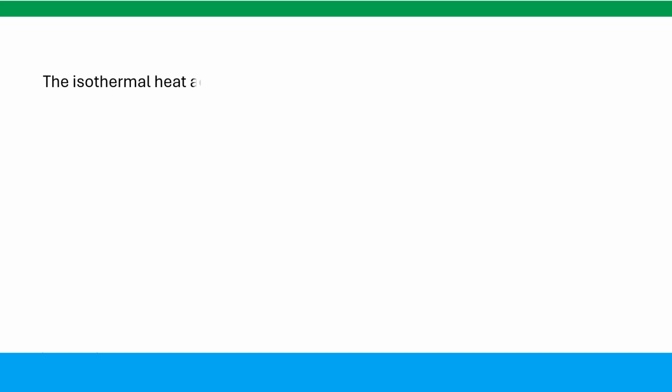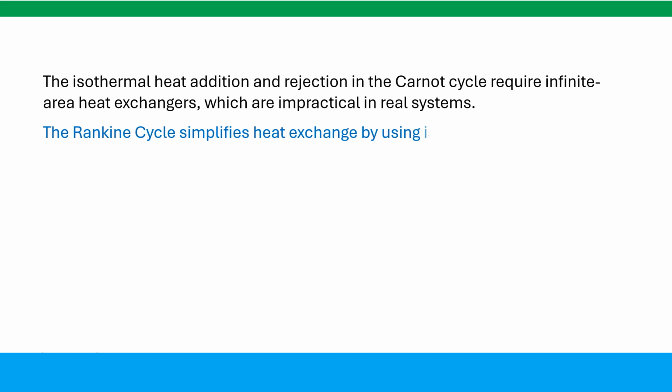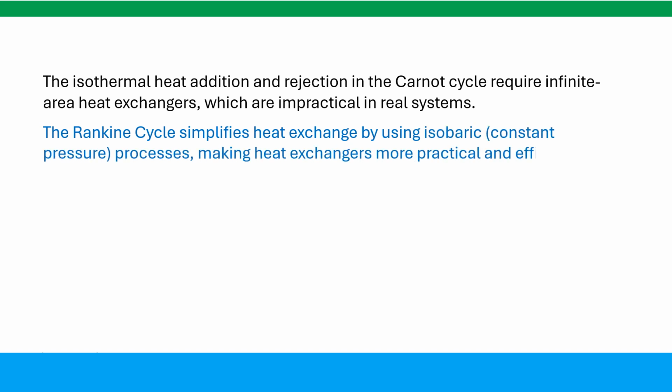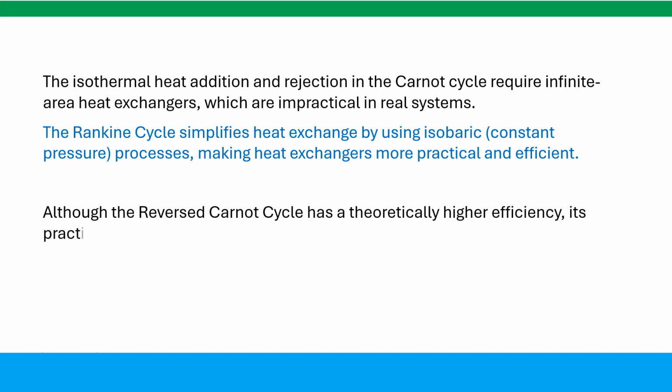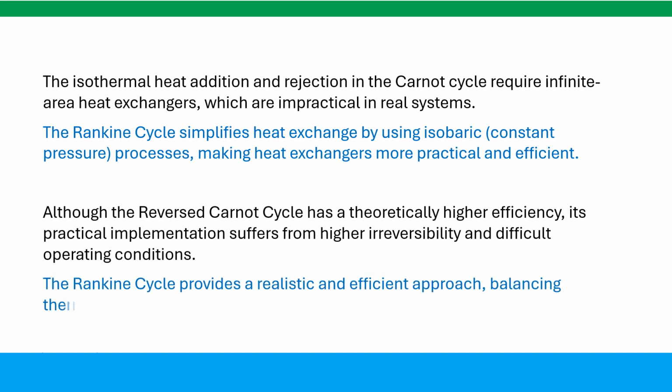The isothermal heat addition and rejection in the Carnot cycle require infinite area heat exchangers, which are impractical in real systems. The Rankine cycle simplifies heat exchange by using isobaric, constant pressure, processes, making heat exchangers more practical and efficient. Although the reversed Carnot cycle has a theoretically higher efficiency, its practical implementation suffers from higher irreversibility and difficult operating conditions. The Rankine cycle provides a realistic and efficient approach, balancing thermodynamic performance with feasibility.